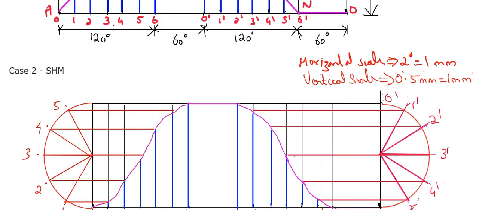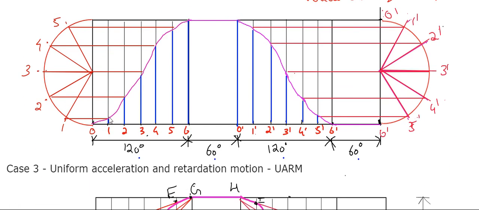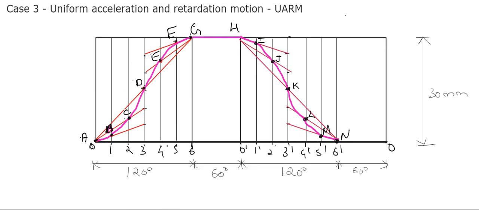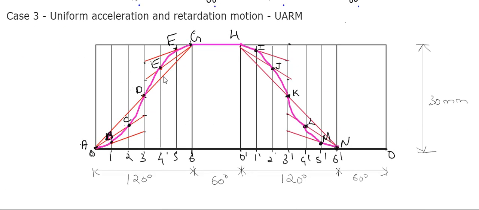Just like we did for earlier also, and for simple harmonic motion also, if we forgot to name it in the previous lecture. So A, B, C, D, E, F, G, H, I, J, K, L, M, N, O. We forgot to name it in the last session for simple harmonic motion. So for uniform acceleration motion, this is how you draw it.